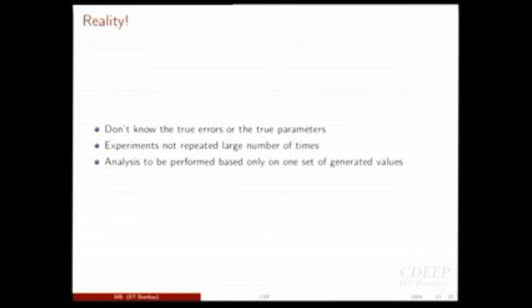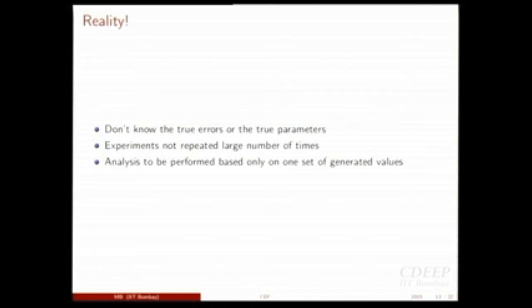Of course this was a simulation where we knew the truth. We could do all of this. But in reality, you will never know the true errors or the true parameters. Rarely will the experiments be repeated a large number of times. Here I repeated the experiment 5,000 times, but mostly you will have one set of runs. That's it. So the question for us is that all this analysis has to be performed, or some insights have to be gained, just based on one set of experimental values.